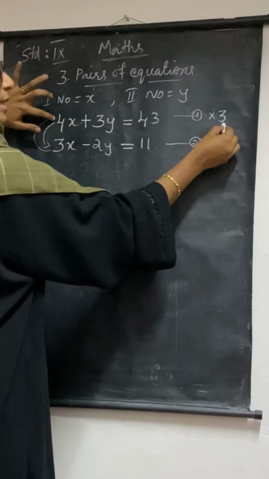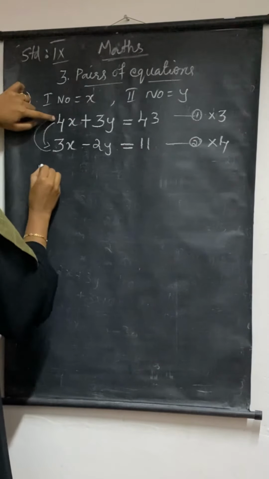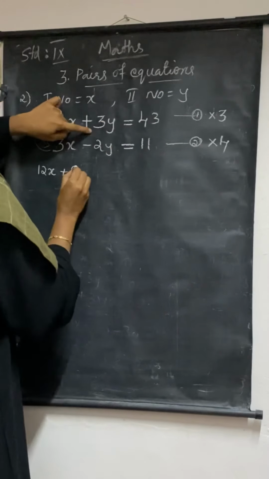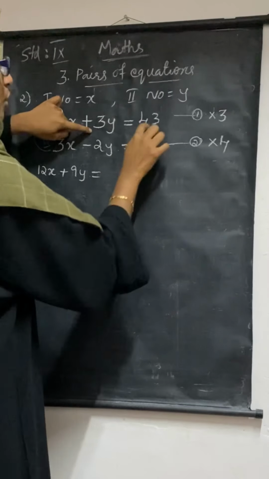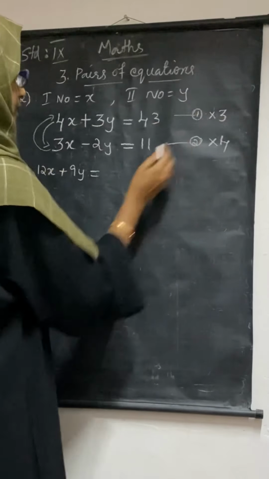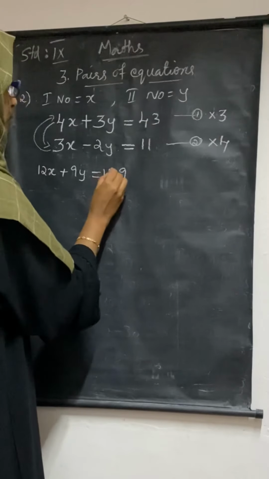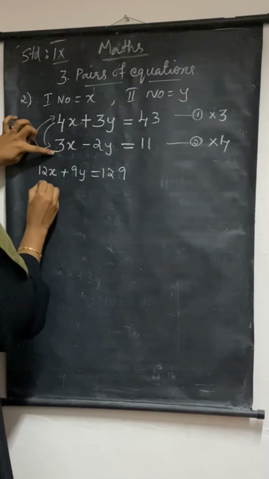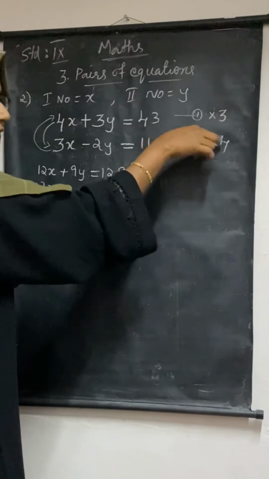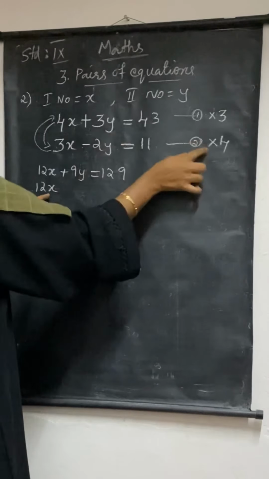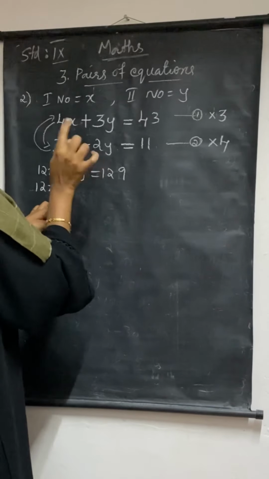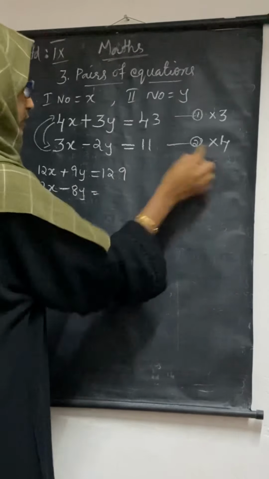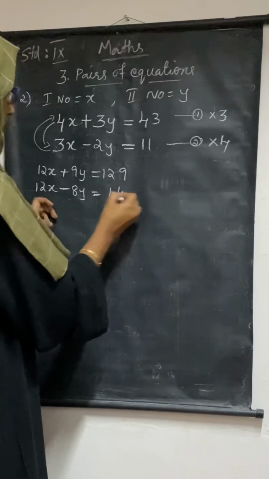Now 4 3s are 12x, that x will be there, plus 3 3s are 9y, equal to 43 3s are 129, got. Now same way, 3 4s are 12x, getting same, so that's why we are making like this. 3 4s are 12x, minus, this minus you have to put. Now 2 4s are 8y is equal to 11 4s are 44. So this way you got.